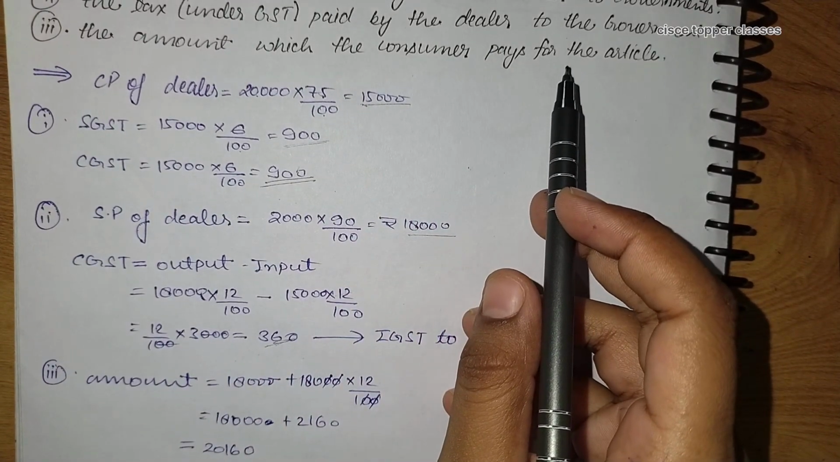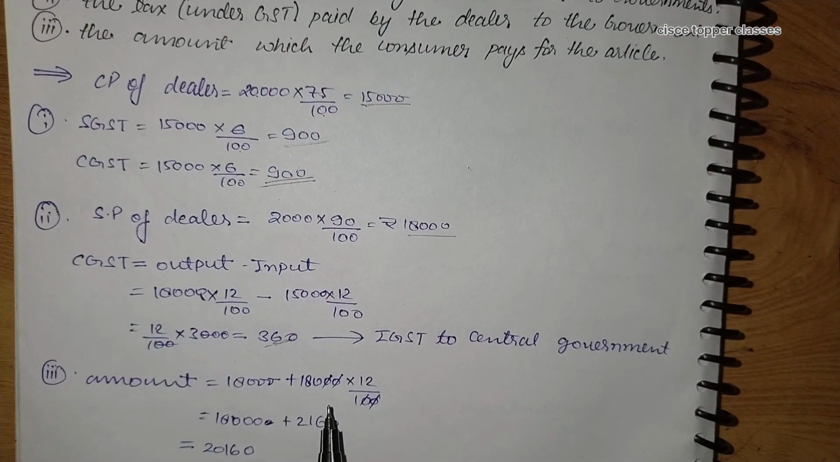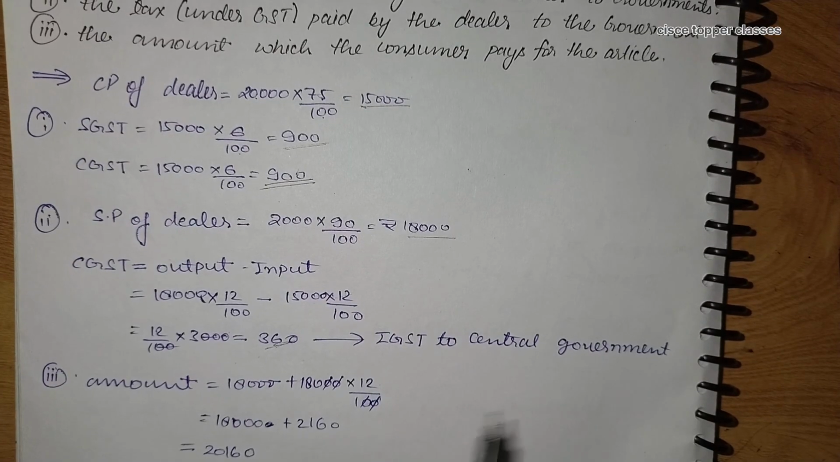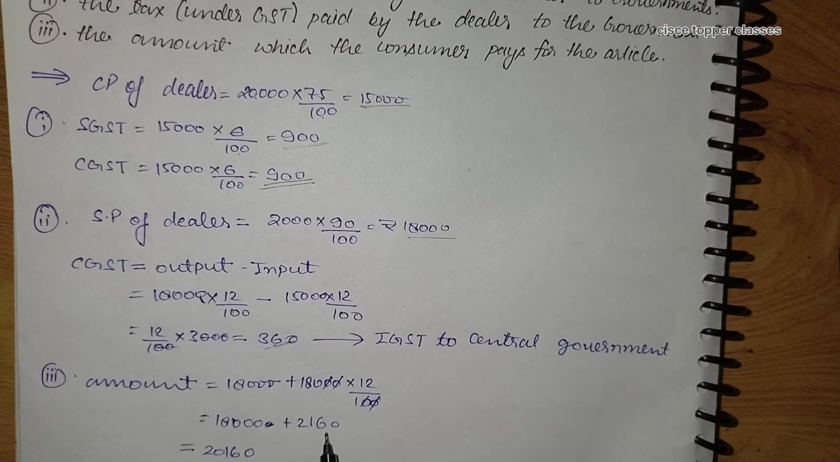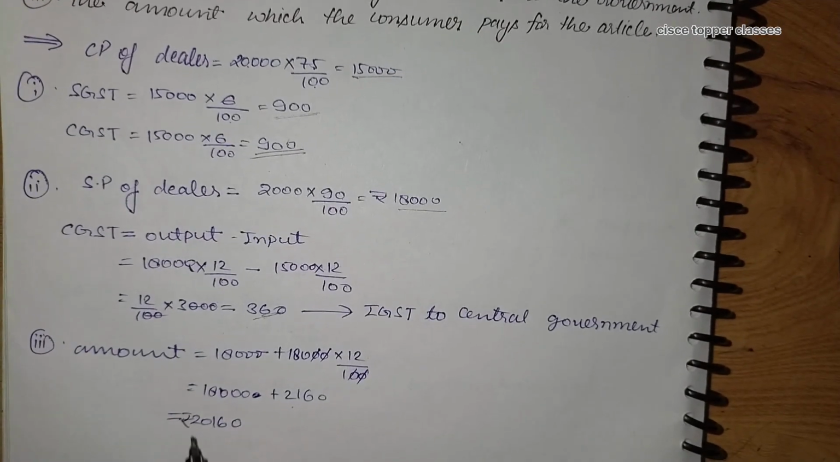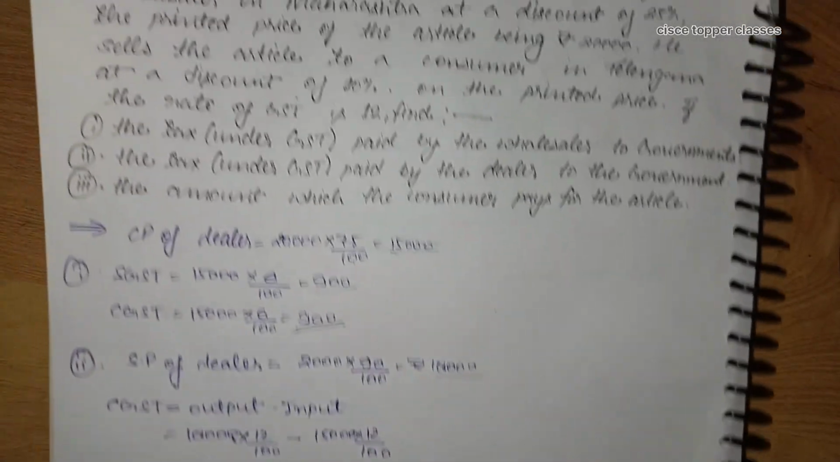If we write in the third part, the amount which the consumer pays for the article, this will be 18,000 plus 18,000 into 12 by 100, means this will be the amount after adding GST here. So this will be 2,160. So rupees 20,160 is the answer here in this question, and this is the solution of question number 16.